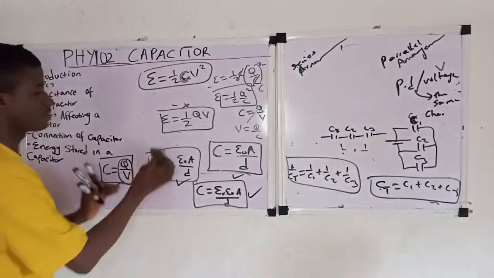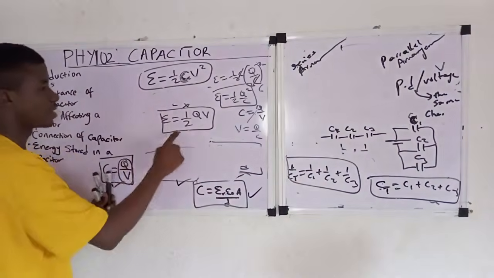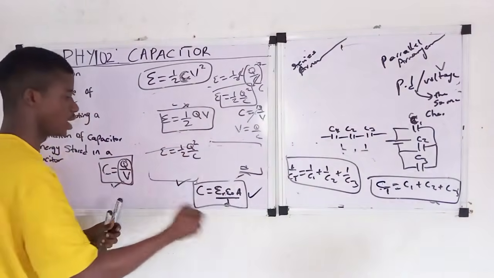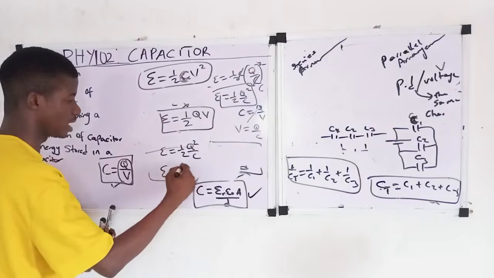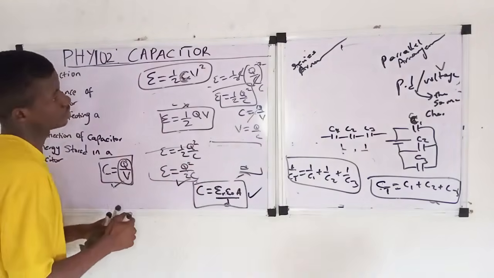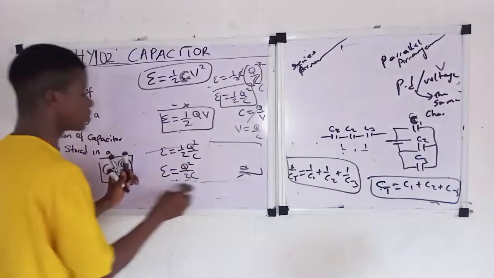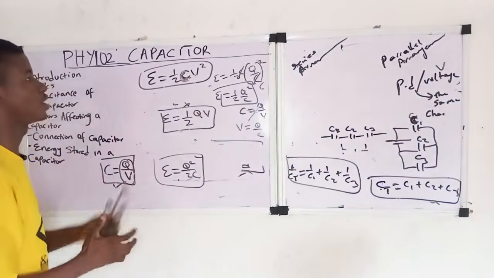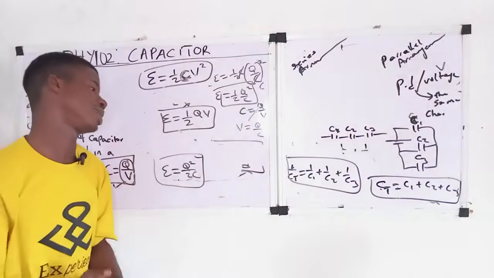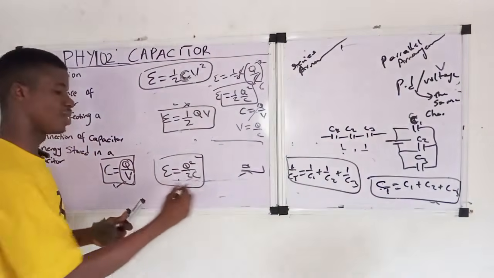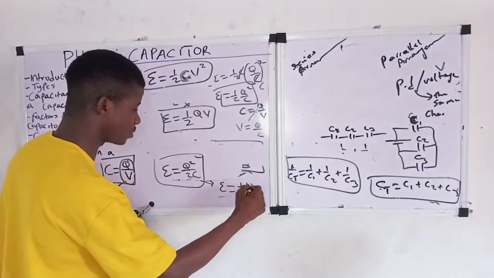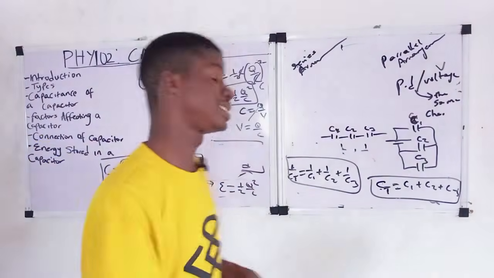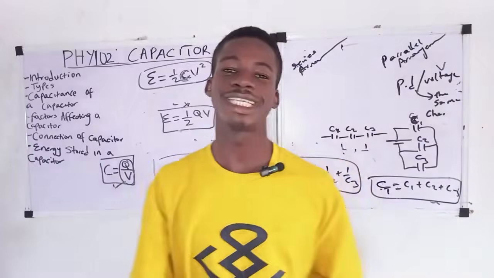So this is one formula, another formula there, and this other one: half the square of charge over C, or the square of the charge over 2C. So these are the energy stored in a capacitor. Take note of each of these. You can see it like this, or you can see this one as half Q square over C. It is the same thing. So these are the formulas for the energy stored in the capacitor.